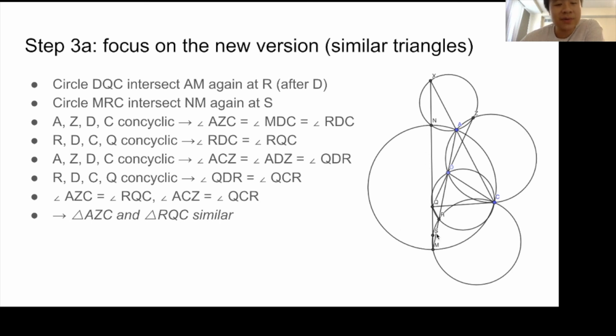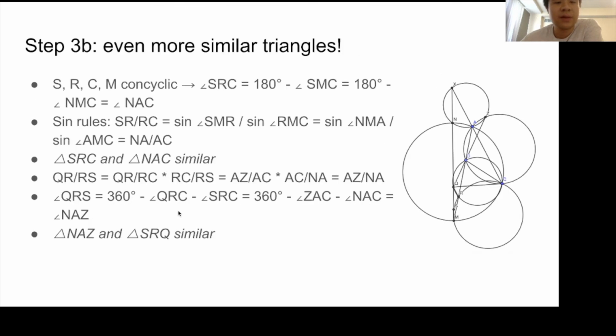So now we have all these. We have two more circles. We can go ahead and do a bunch of different angle chasing, which I'm not going to go through one by one. But we end up with this point where AZC equals RQC, ACZ equals QCR, and therefore we can deduce that these two triangles are similar.